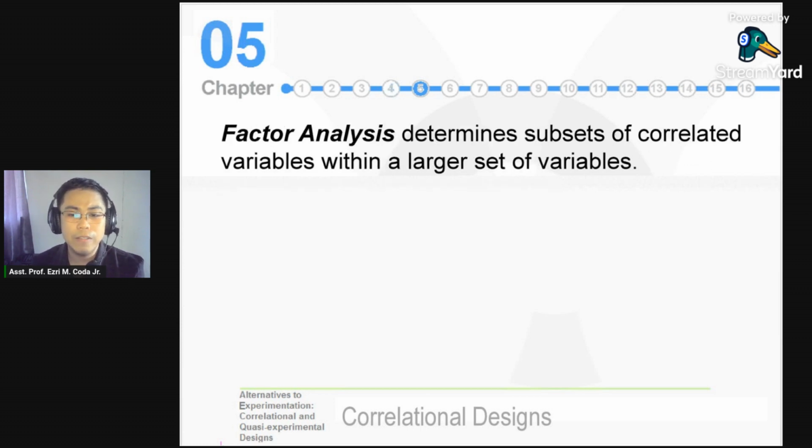And factor analysis. It determines subsets of correlated variables within a larger set of variables. Ibig sabihin, if you have a general set of variables and then you have subsets, or yung tinatawag natin minsan na indicators. Or ibig sabihin, yung indicators or yung variables under sa isang main variable. Now, for example, you are trying to know the level of depression and the level of suicide ideation, or the relationship among those variables. And then under suicide ideation itself, you have various indicators or variables.